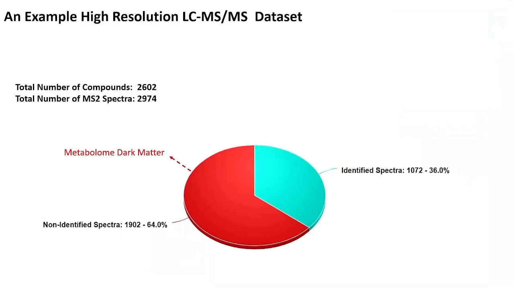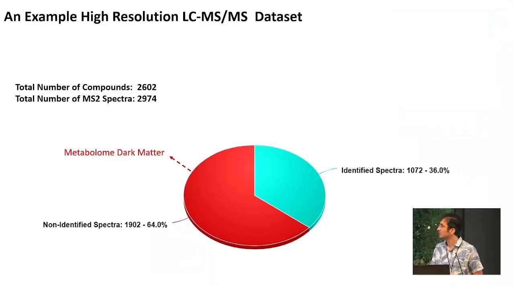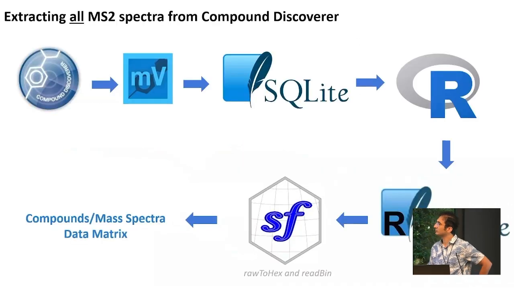So I will show the results here as an example. For a particular plasma metabolomics study, we had 3,000 molecules in total, and 2,000 of them were non-identified and 1,000 identified. We trained random forest models by using those identified spectra in order to illuminate these non-identified molecules. So the whole procedure is summarized here.